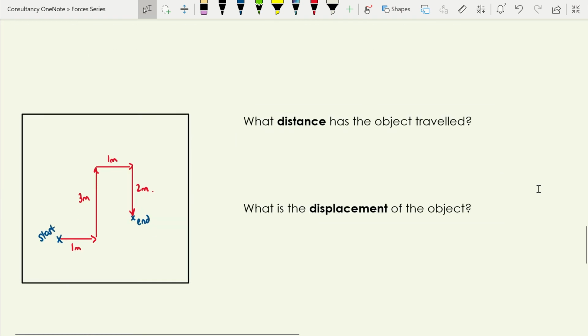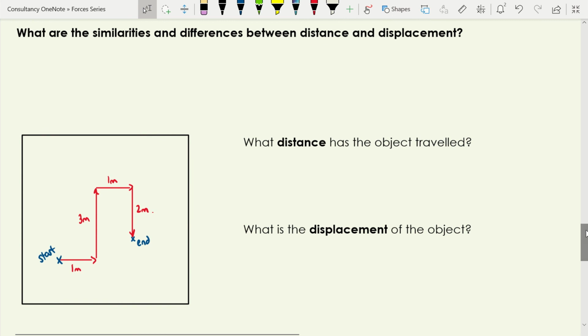Okay, so to finish off, what I want to do is just recap the things that we've met so far. You're probably going to want to pause the video to have a crack at this. First question is, what are the similarities and differences between distance and displacement? And then I want to know the distance this object here has traveled and also the displacement of the object. Okay, so pause the video and have a crack at these now, and then we'll go through them.